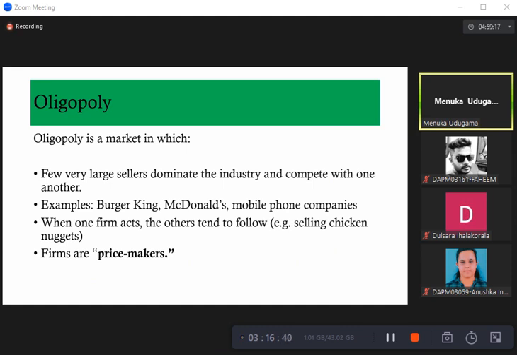Food chains, fast food chains. Think of more examples. I'm sure there are a few oligopoly markets in Sri Lanka.